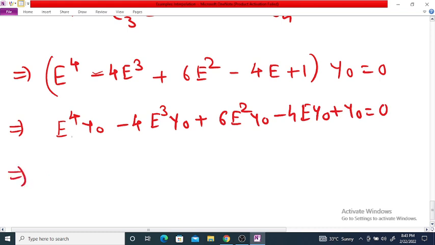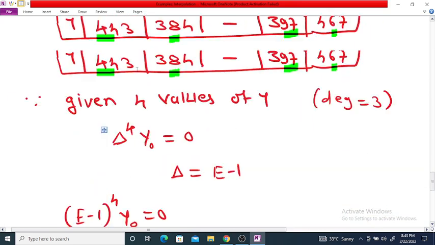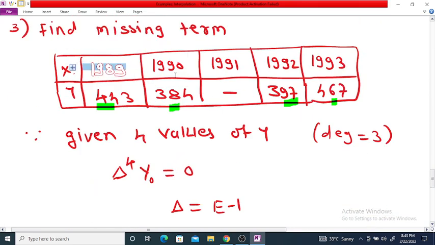Now e raised to n y0 is equal to y of 0 plus nh. So what is h here? h is 1. You can see here 1989, 1990, 1991. So h is what?